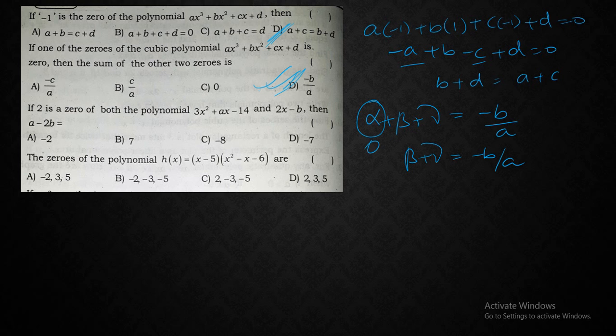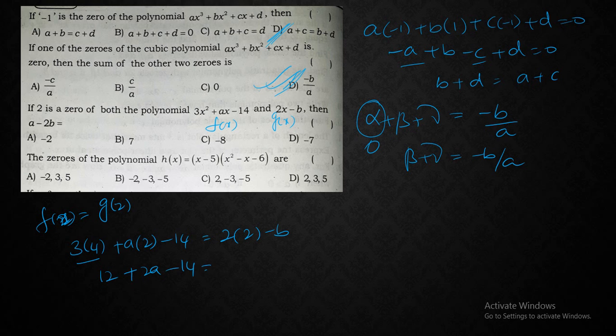Next, if 2 is a zero of both of the polynomials, that is nothing but, if you consider this as f of x and this as g of x, then f of 2 is equal to g of 2. Now directly substituting the values, 3 into 4 plus a into 2 minus 14 is equal to 2 times of 2 minus b, right? 3 fours are 12 plus 2a minus 14 is equal to 2 twos are 4 minus b. Now what did he ask? He is asking for the value of a minus 2b.